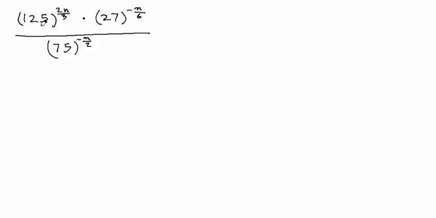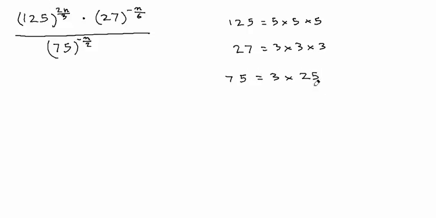To begin with, if you look at 125, 125 is 5 times 5 times 5. 5 times 5 is 25, 25 times 5 is 125. Therefore, we can rewrite 125 as 5 raised to the third power because there are 3 5s in this multiplication sentence. In the same way, we can rewrite 27 as 3 times 3 times 3, which is 3 raised to the third power. And then if we look at the 75 in the denominator, 75 is 3 times 25 and 25 is again 5 times 5. So this is pretty much the same as 3 times 5 squared.